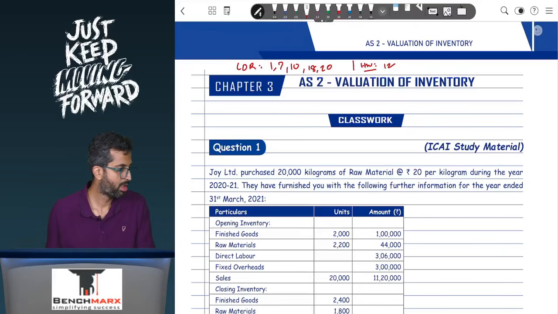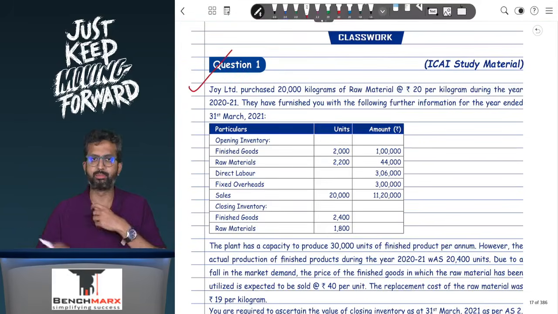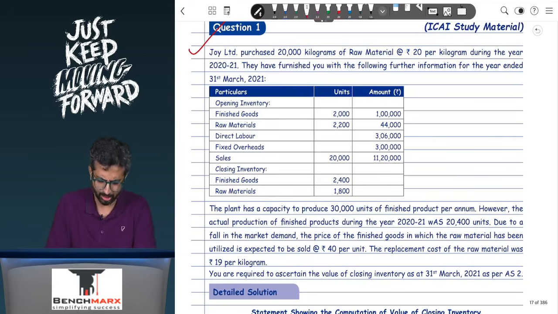So we'll go to these questions. Now there is question number 1, which is, I would say, an important question. There is a similar question, I think question 8 as well. So let us review this. It's quite an interesting one. Joy Limited purchased 20,000 kilograms of raw material at 20 per kilogram during the year 2021. They have furnished you with the following information for the year ended 31st March 2021.